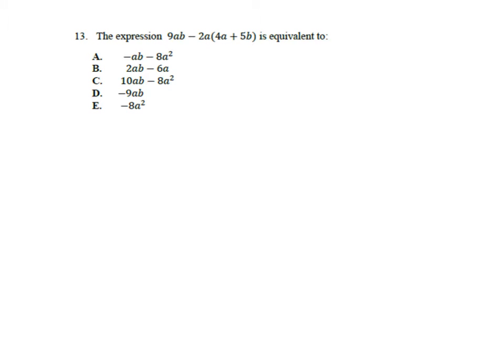This next example says the expression 9ab minus 2a times the quantity 4a plus 5b is equivalent to. I'm basically just simplifying this, so I'm going to distribute this -2a. Out in front, I have 9ab. I have -2a times 4a. -2 times 4 gets me -8. A times a is a squared. -2 times +5 is -10. A times b is ab.